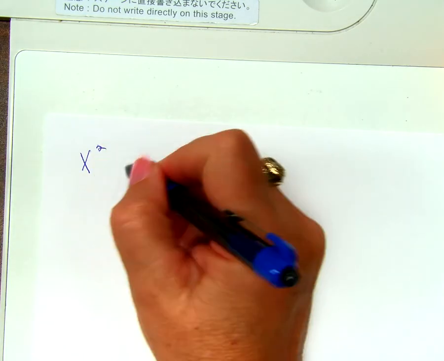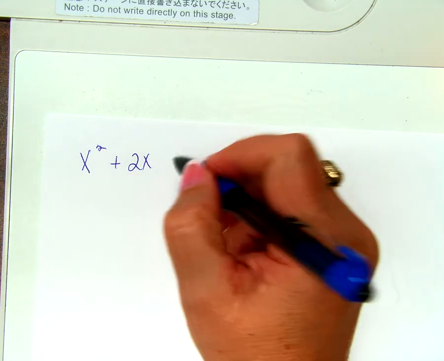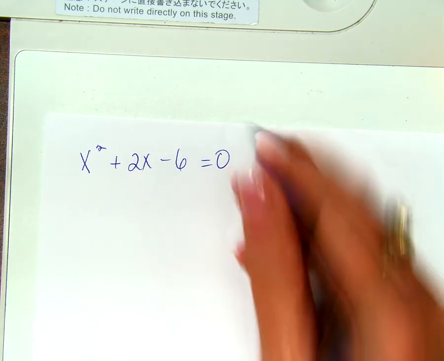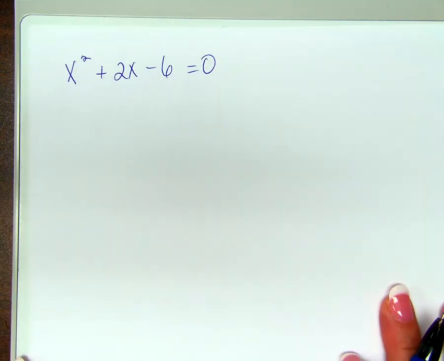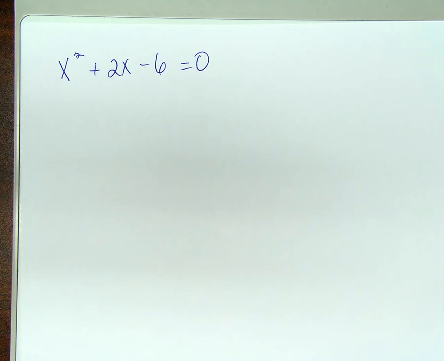X squared plus 2x minus 6 equals 0. This is what the problems will look like. Except, doesn't that already look like something we've solved before? Yeah, when we solved it before, we just factored it and went on, didn't we? Okay, so go ahead and tell me what multiplies to be negative 6 and adds to be positive 2.